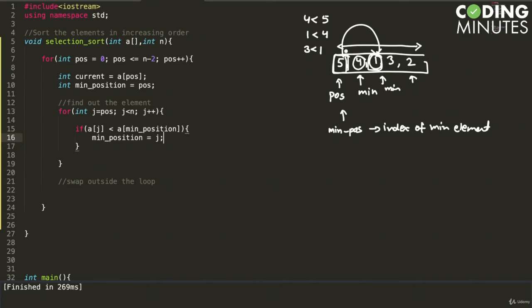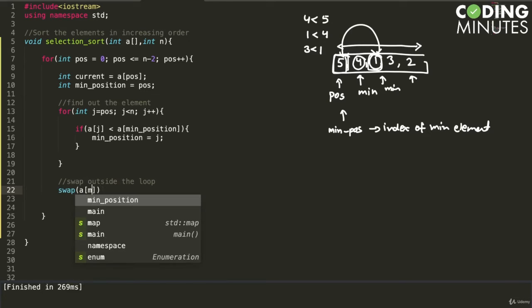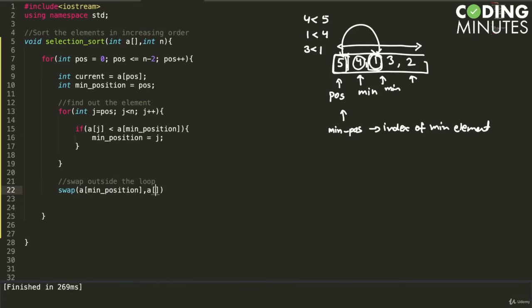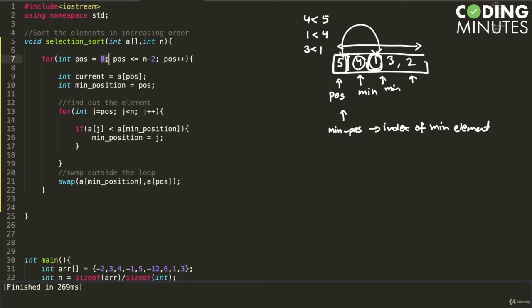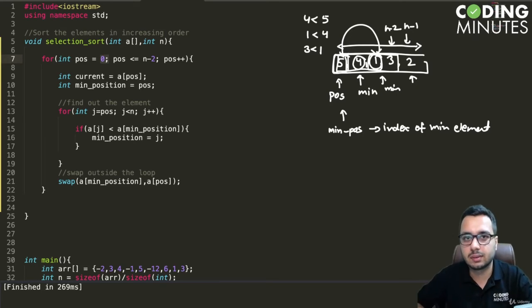You will swap 5 and 1. So outside the loop we are going to swap array of min position and array of position. That's it. And you keep doing this for all positions from 0 to n minus 2. As we discussed in the last video, we only need to do sorting till this point, because if you sort n minus 1 elements, the last element would automatically get sorted. So that's the whole idea of selection sort.